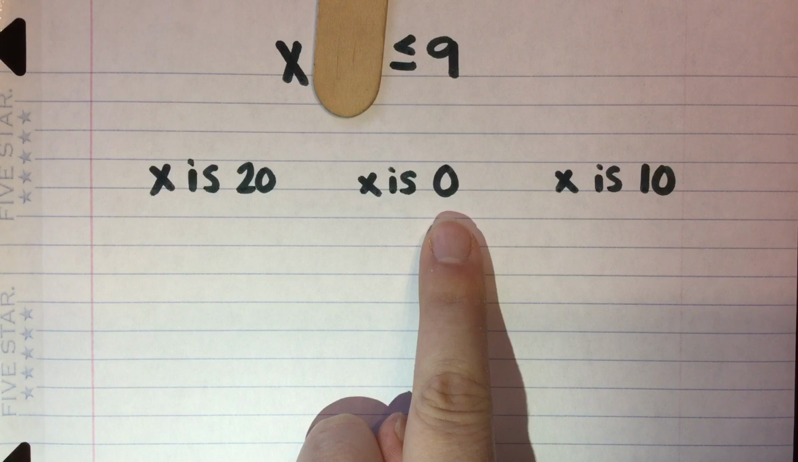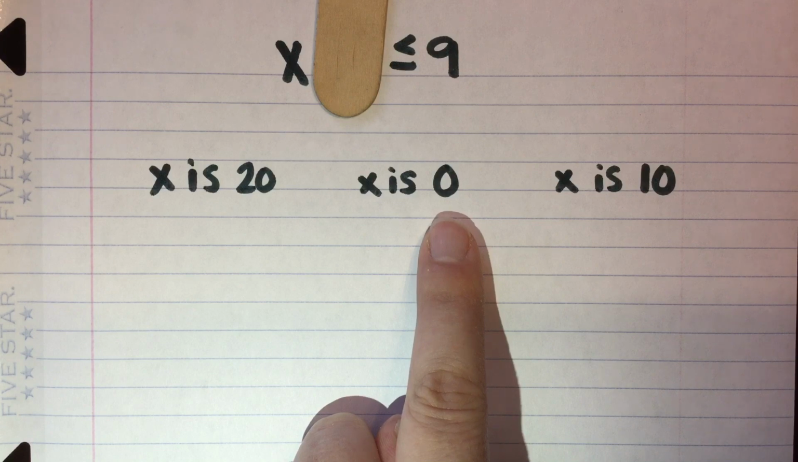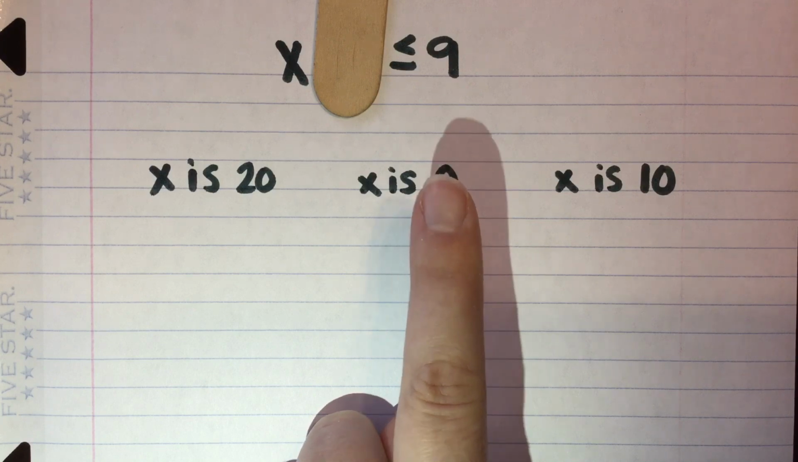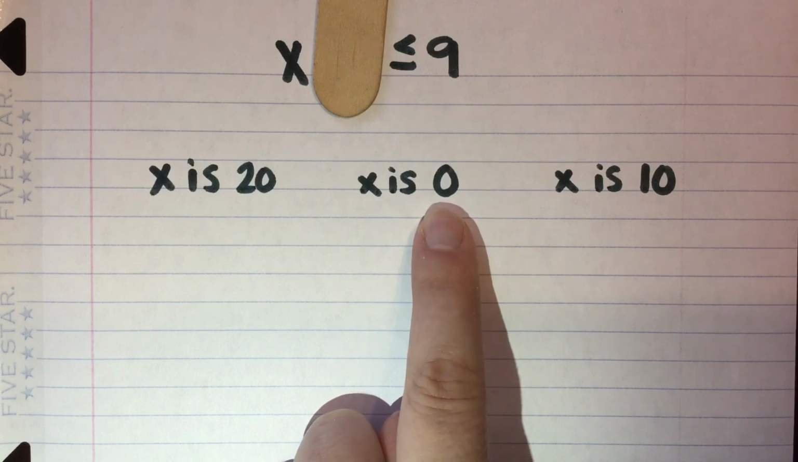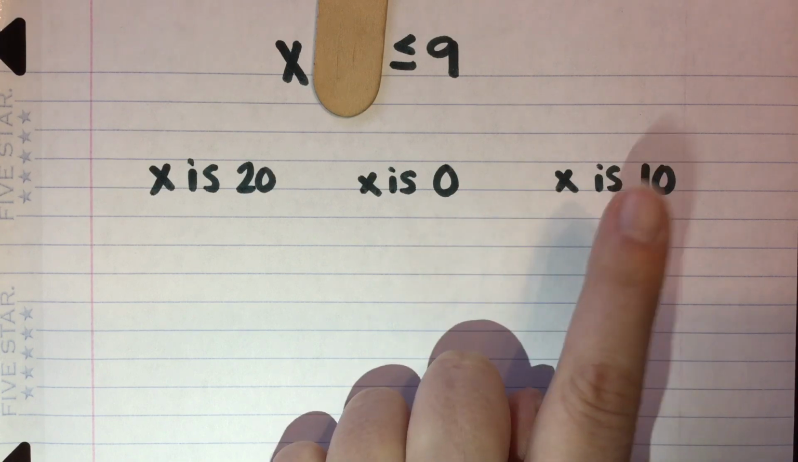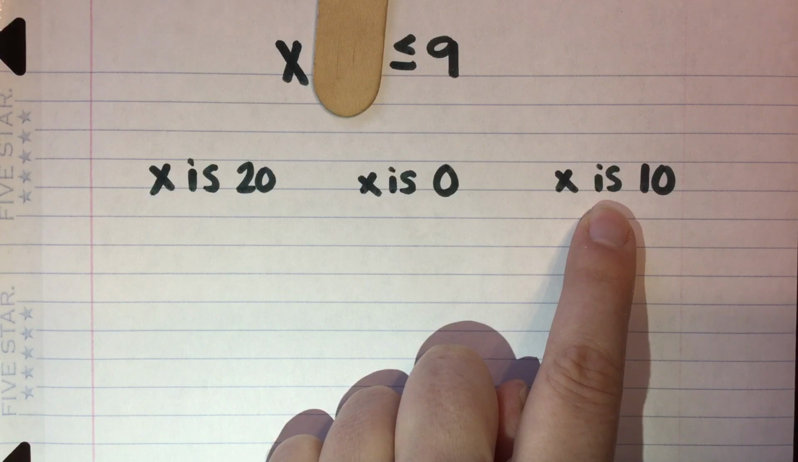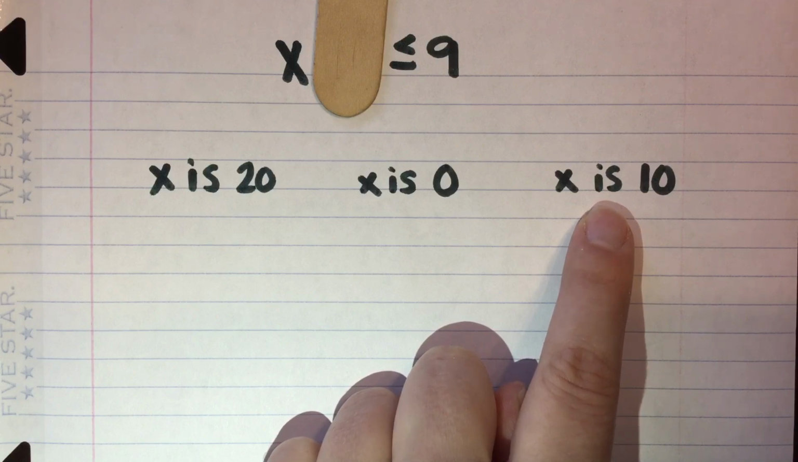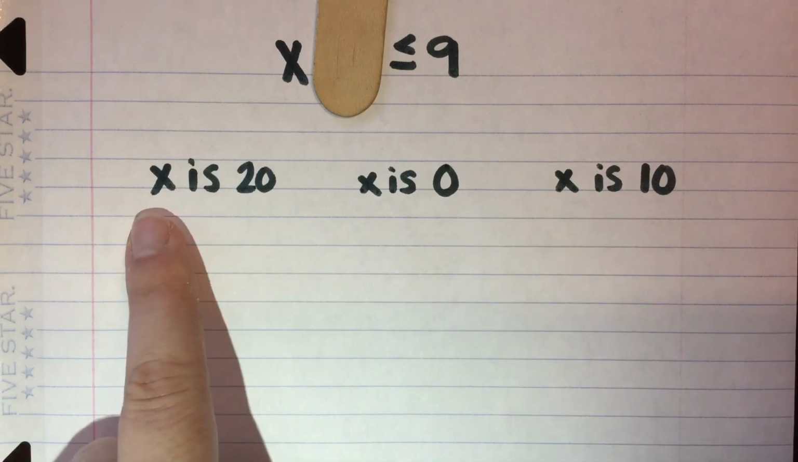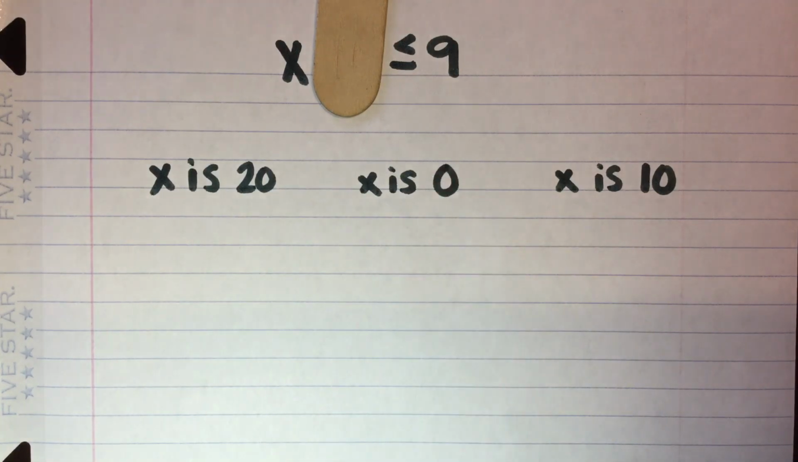If x is 0 and I substitute a 0, I would read 0 is less than or equal to 9. Yeah, it is, which means that x being 0 is one of the possible solutions of what x could be. If I substituted a 10, I would have 10 is less than or equal to 9. No, that's not true. So out of these three options, 0 would be the only possible solution, but there are infinite solutions.